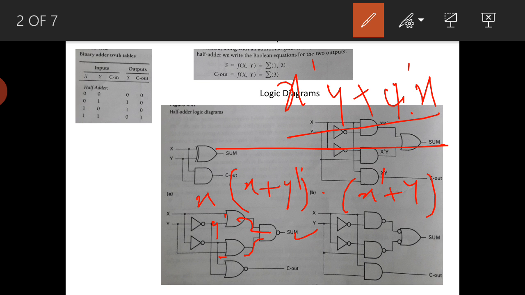Here the carry is nothing but, instead of xy, we are taking x bar y bar. So x bar, this is NOR gate, x bar plus y bar, again bar. Again we need to apply the De Morgan's laws. Then we will get x dot y.